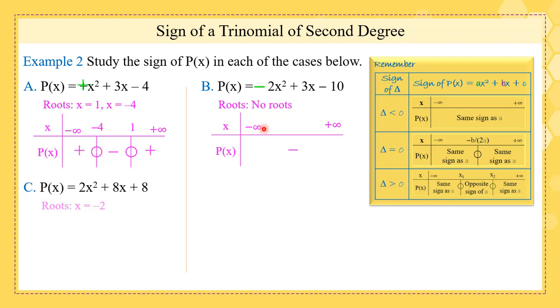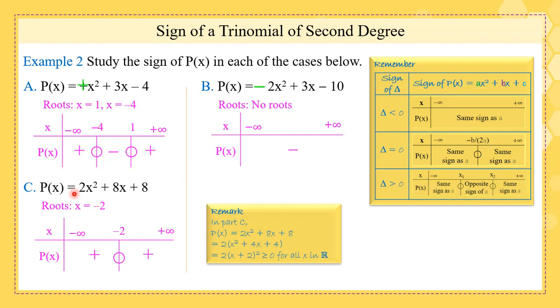Now, a third example. For the roots, we just have one double root, which is x equals negative 2. So we are in the second case, same, same. And this is plus, this is plus. Remember, the same sign as a. Remember again, we have the same sign when delta is negative, the same sign when delta is 0, and we have same, opposite, same when delta is positive.